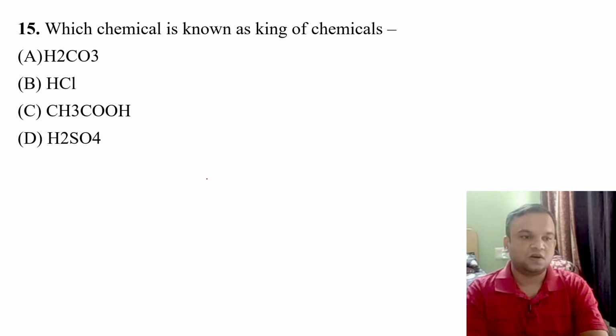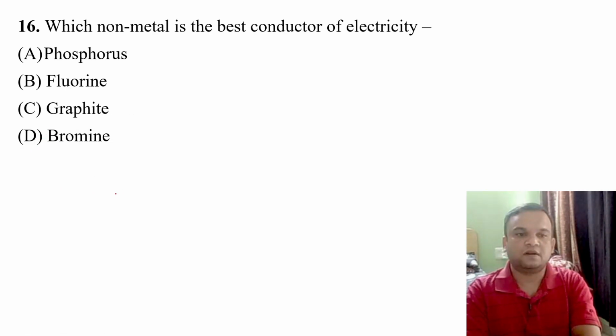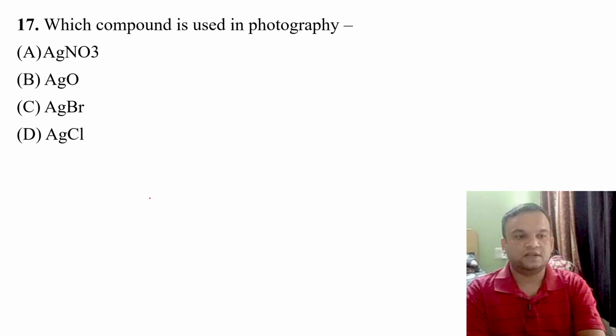Next question says, which chemical is known as king of chemicals? It is sulfuric acid, H2SO4. Next question is, which non-metal is the best conductor of electricity? Out of these, graphite is the best conductor of electricity. Next question is, which compound is used in photography? Silver chloride is used in photography because it shows photochemical decomposition.